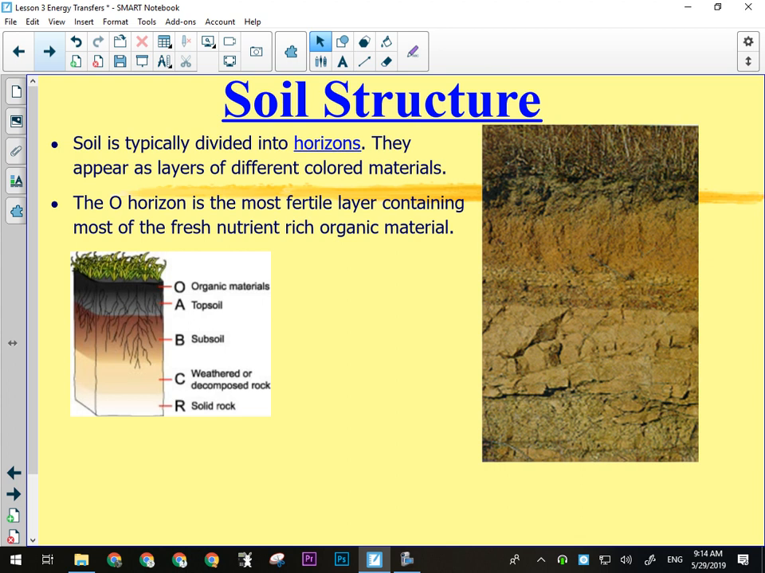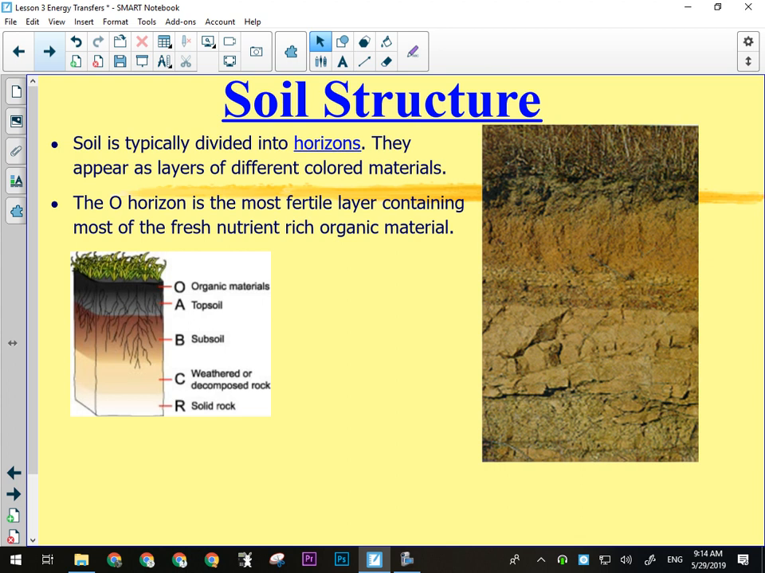So we have the O horizon, which is just the organic material. Right on the top would be thatch, dead grass, and weeds and things like that. Below that would be the A horizon. That's typically what plants grow out of, where you'd find the roots. The B horizon is the clayish part, and underneath that is the C horizon, which is the bedrock. The other name for the bedrock is parent material.